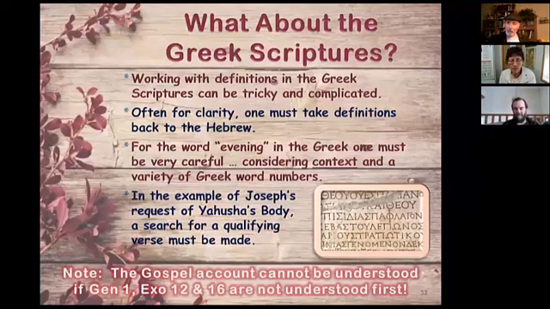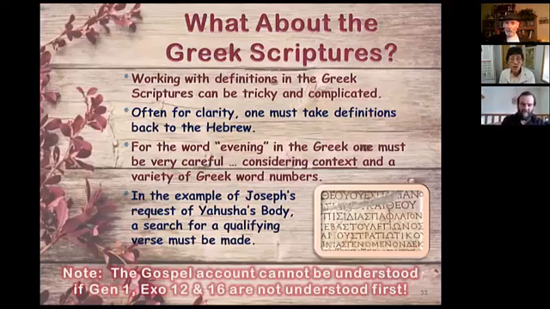Let me clarify this. The gospel Passion account of Yeshua's last moments of his life on this earth, from Gethsemane to Pilate's Hall to the cross. What do we have? Gethsemane, Gabbatha, and Golgotha. You cannot understand the Passion account if you don't understand Genesis chapter 1, especially the first day.